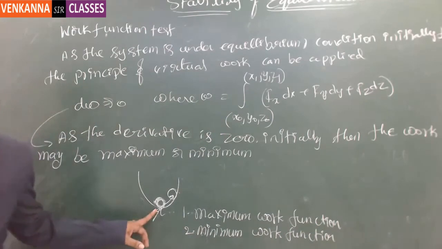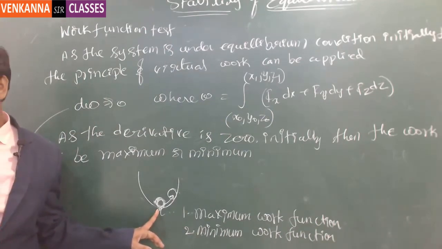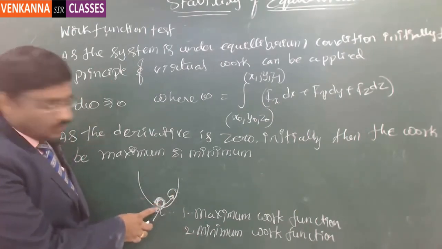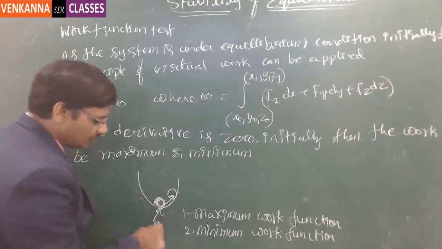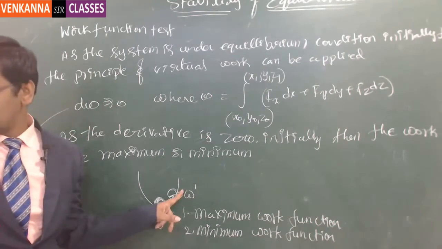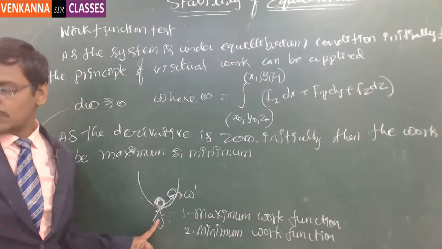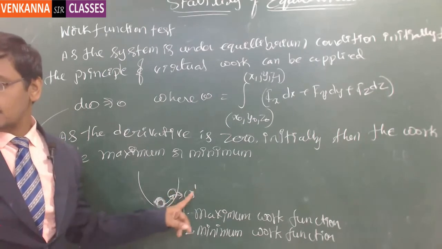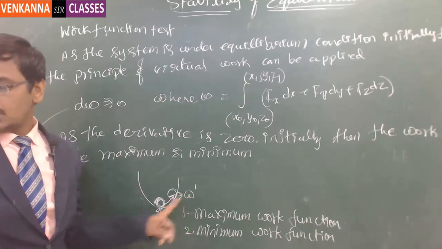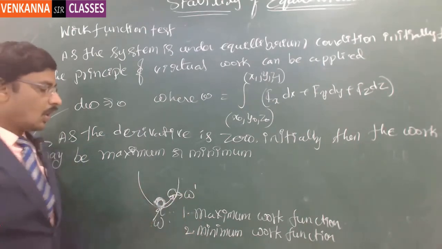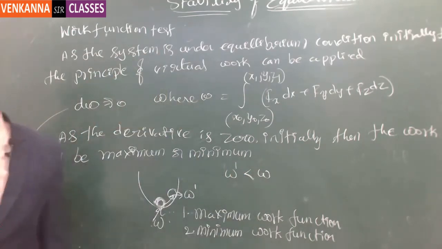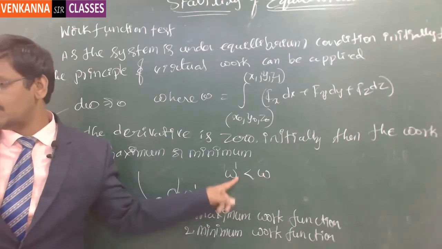Now let us say it has a maximum work function at this particular location, and you apply an external force to move in this direction. So this is W, and this is W dash, which is the new work function at this location. This is the initial work function. After moving, because it has a new position, it will have one more work function, W dash. Now if it is maximum at this location, obviously W dash is less than W. Correct or not? W dash is definitely less than W.